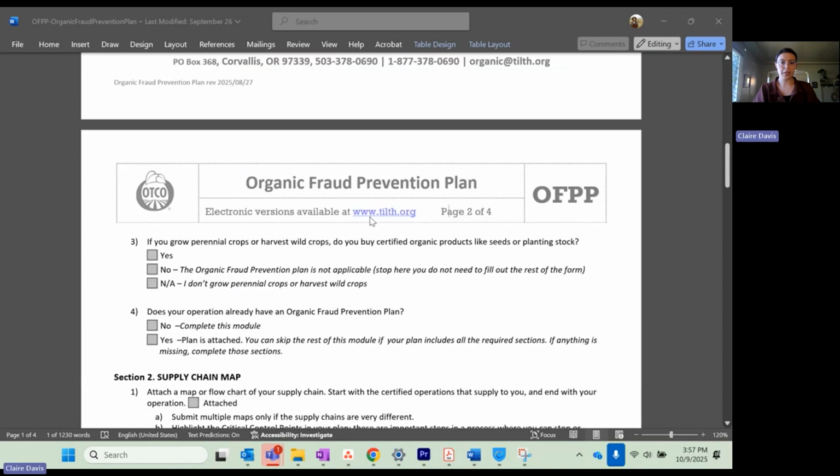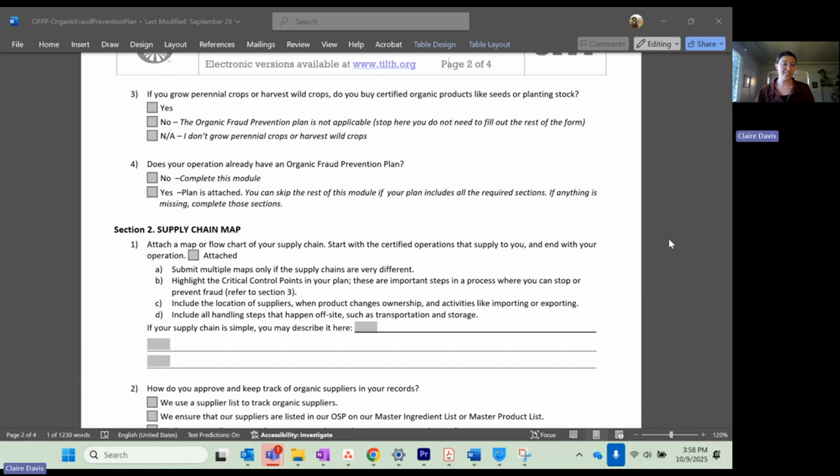Moving on to number 3. So this is just a filtering question to make sure that you're only filling out the OFPP if you need to be. So if you grow perennial crops or you harvest wild crops, many of these operations don't have to buy certified organic products. So if that's true for you, go ahead and skip this form. It doesn't apply. If at any point in your production process you do source and bring organic ingredients onto your operation, you are in the right place.